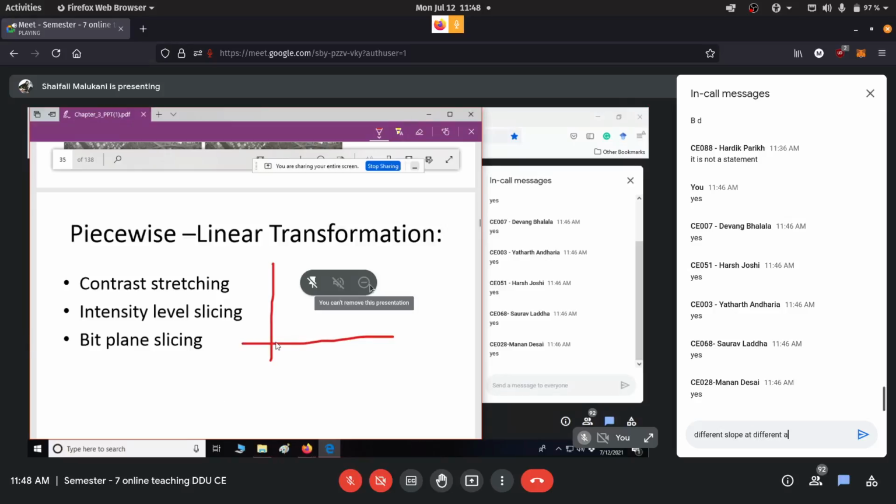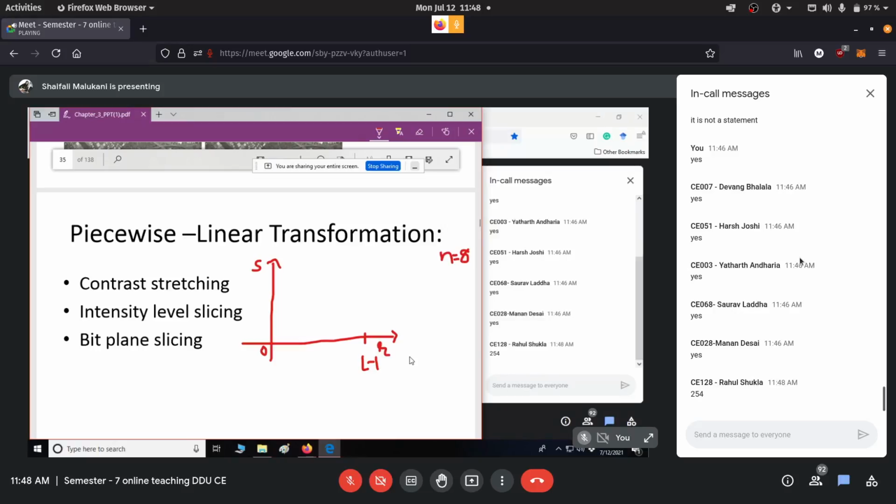I can show you. This is my input image R. This is my output image S, right? Input will vary from 0 to the maximum value L minus 1. Can you tell me what will be the value of L minus 1 if n is equal to 8? That means if I am representing an image using 8 bits per pixel, what will be L minus 1? Quickly. If n is equal to 8, 254 or 255?